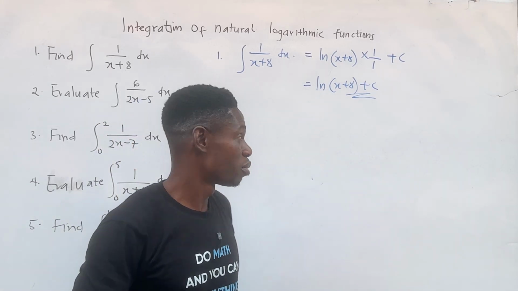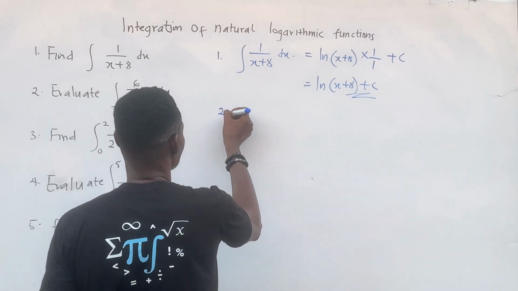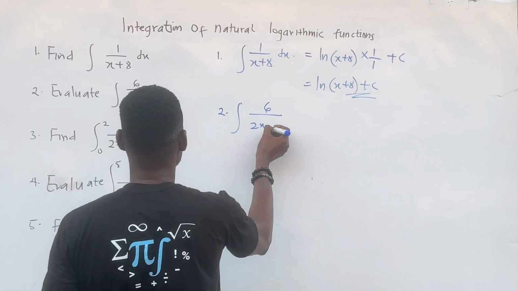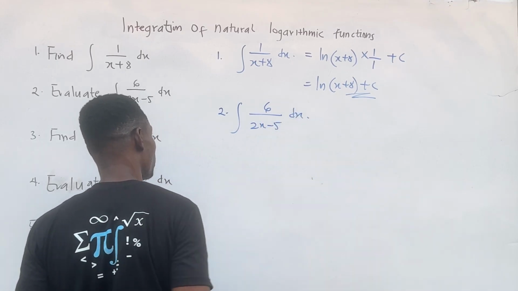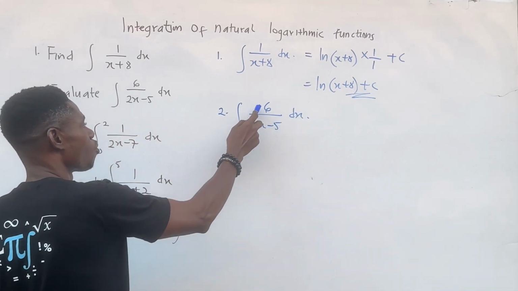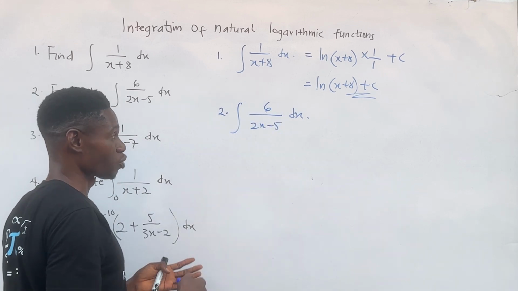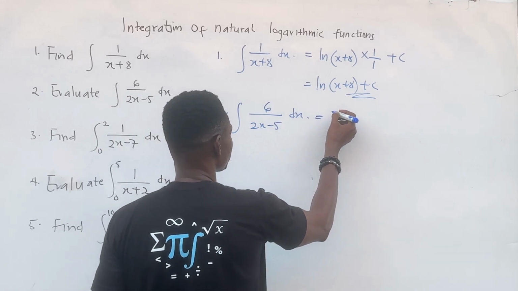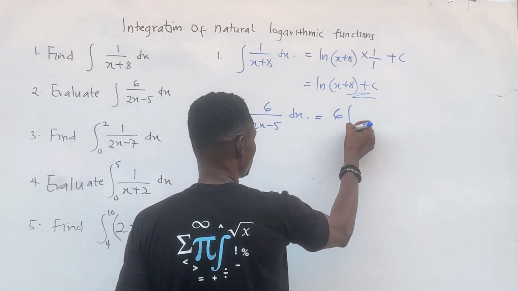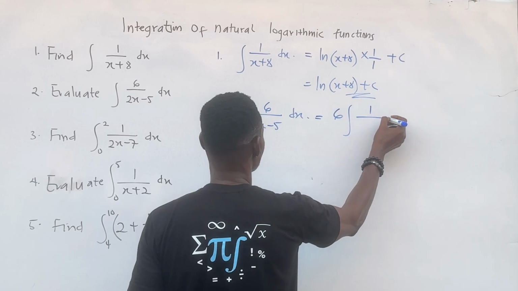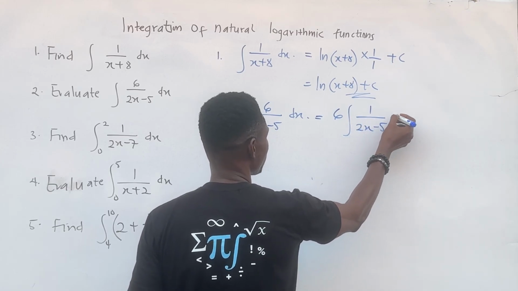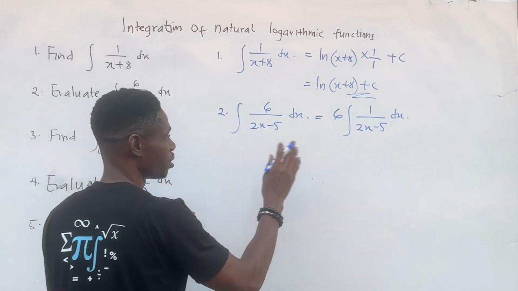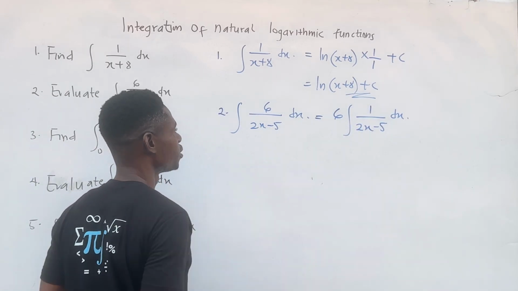Remember I said I'm going to do number 2 also. Number 2, we have to integrate 6 over 2x minus 5 with respect to x. Now this is not a 1. We need to make it a 1 so that we can use our natural logarithms. So this will simply give us 6 multiplied by 1 over 2x minus 5 with respect to x. We have not integrated yet, we just rearrange so that we have our 1.